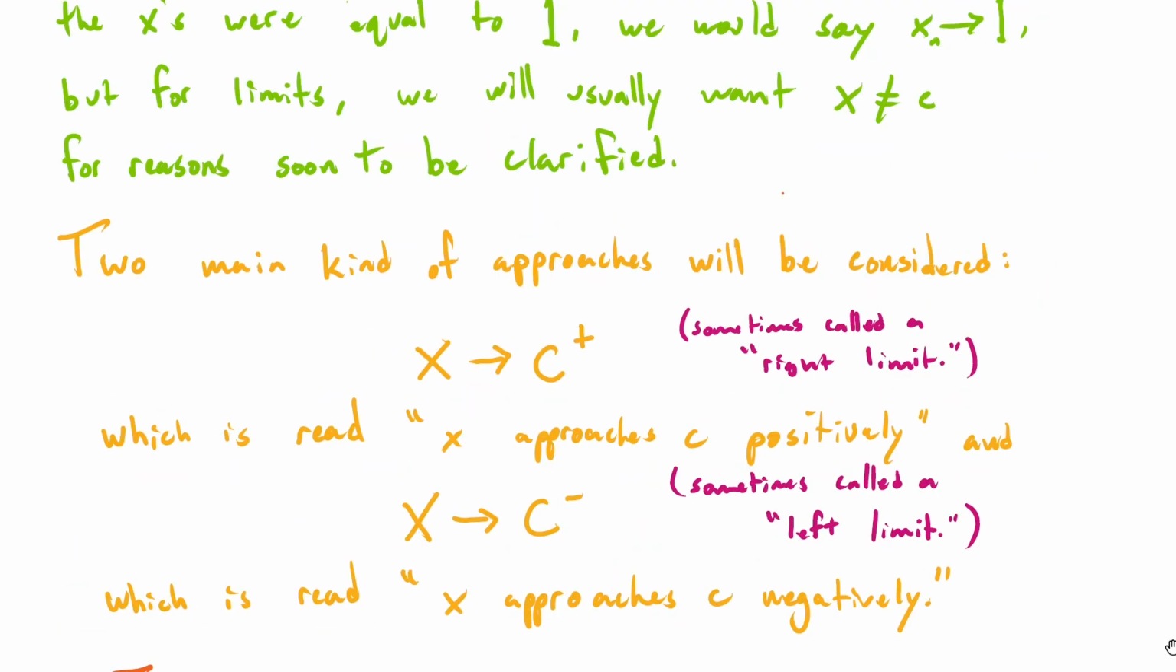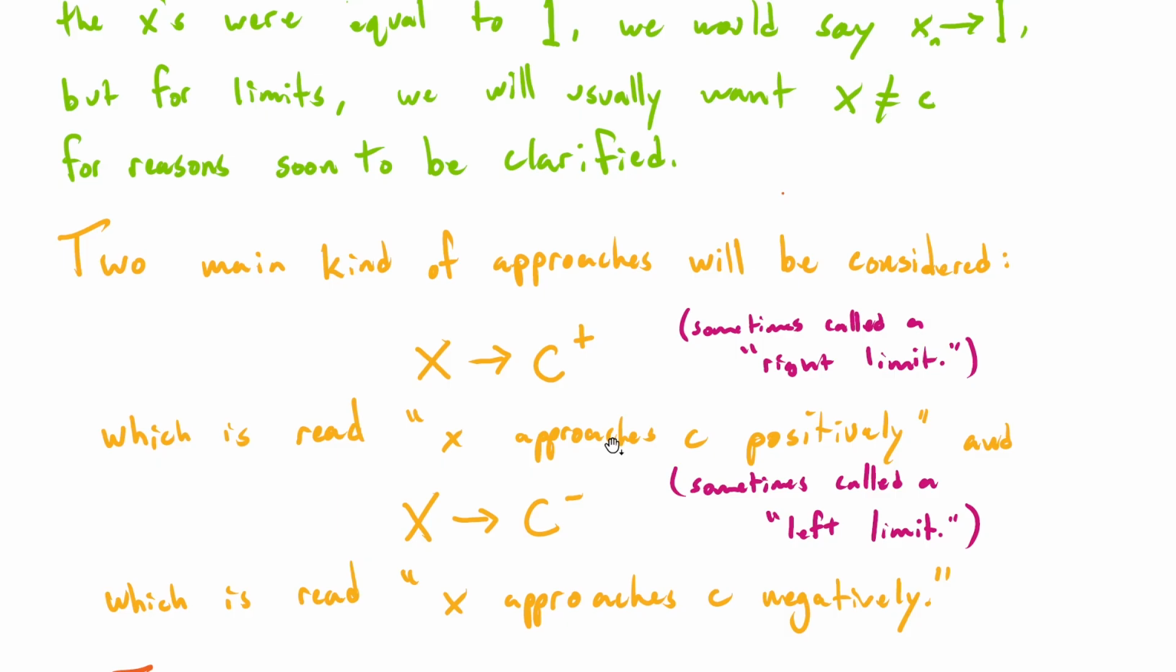Now, even though, as your imagination will tell you, there are many ways that x could approach c, we are going to consider two main approaches. Either x coming from above c and descending down towards c. This is sometimes called a right limit, or approaching c positively. And what we mean is we start with values bigger than c, and then we go down ever closer to c without going past it.